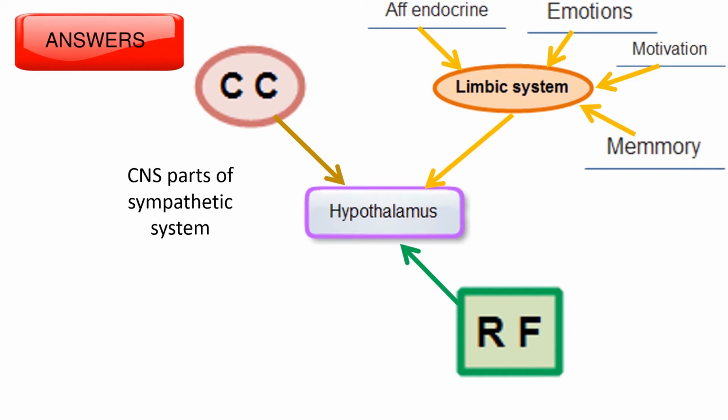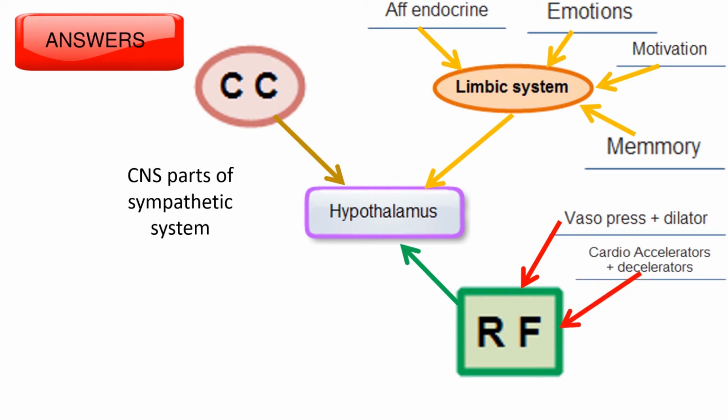What is next is the reticular formation. The reticular formation is an important part of controlling the sympathetic part of the autonomic nervous system. The reticular formation contains centers for vasopressor and dilator of blood vessels, and it also contains cardio accelerator and decelerator centers, in addition to centers for respiration. All these factors in the reticular formation will affect the hypothalamus.